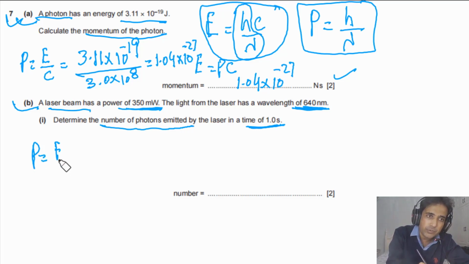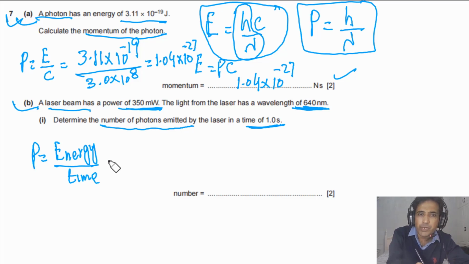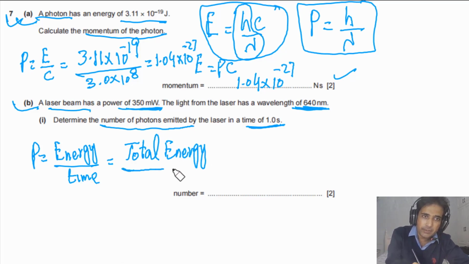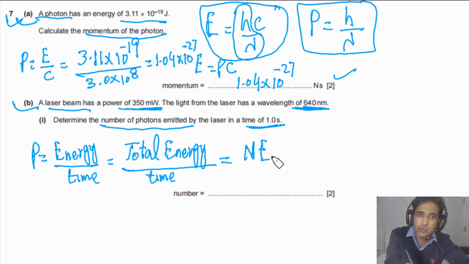Power is equal to energy over time. But this is not very clear. Energy is not the energy of a single photon. Here we are talking about the total energy of the laser, the total energy emitted by the laser in a given time. And total energy will be equal to the number of photons times the energy of a single photon. Like this, you need to understand the physics, divided by time.